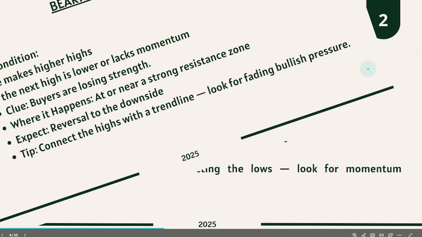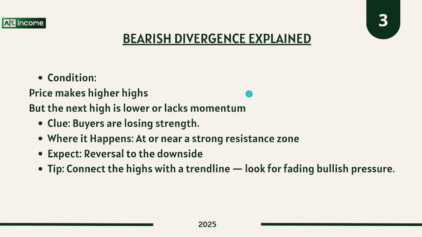So let's look at the bearish divergence. Now, of course, let me go back a little. The bullish divergence means that the price is selling, and then we are expecting a bullish reversal to the upward side.